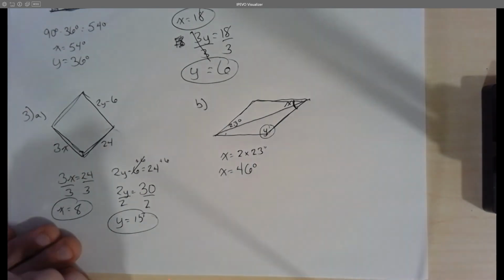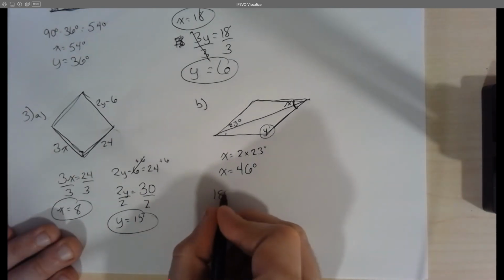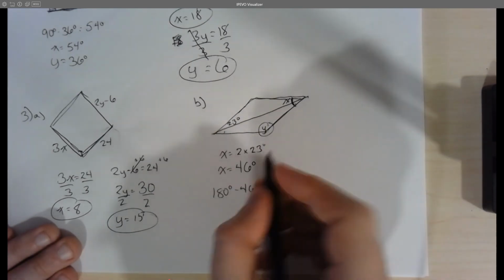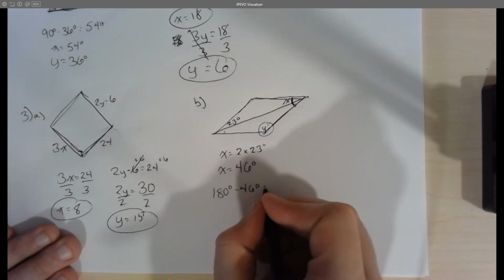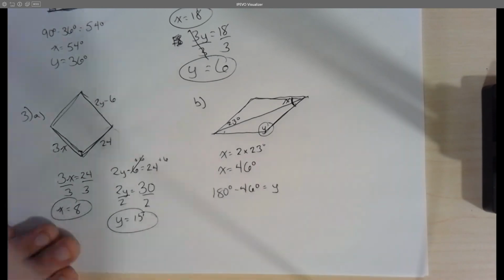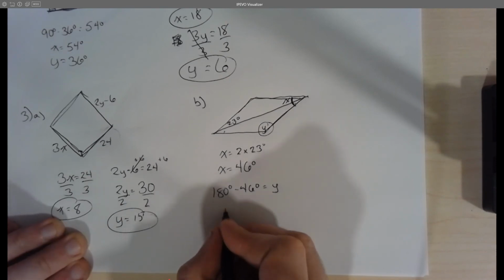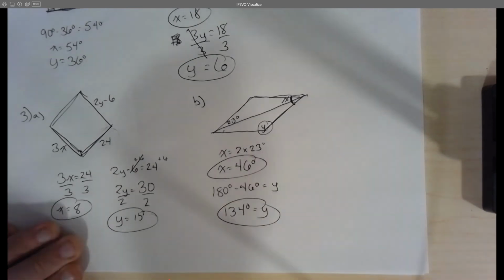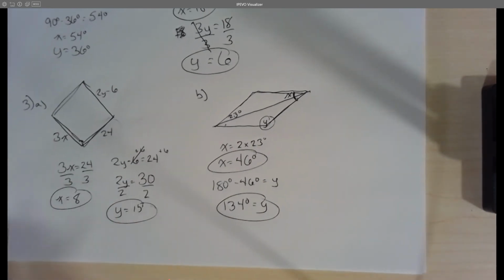Y has to be what's left in the triangle. So 180 degrees minus 46 degrees, or minus 23 and 23, is going to give us our angle Y. And when we subtract those from one another, we get an angle Y of 134 degrees. So that's how we would solve those particular questions with the rhombus.